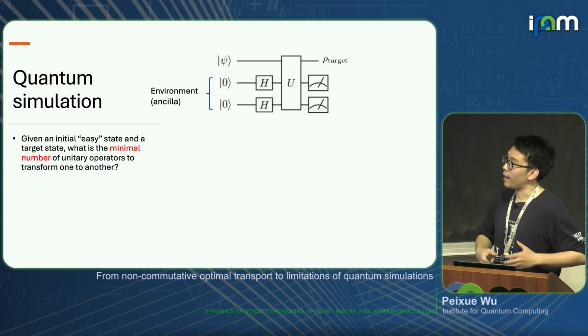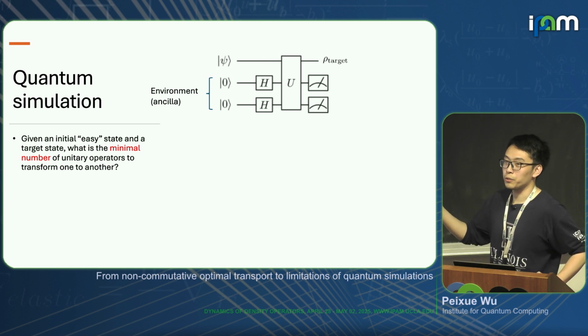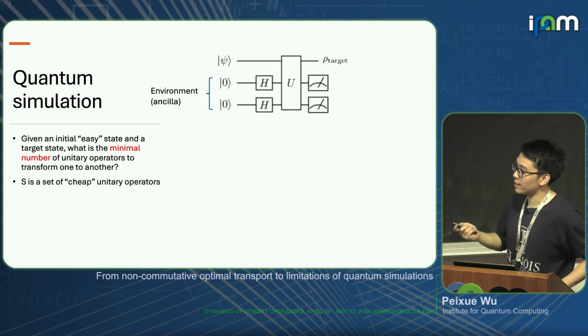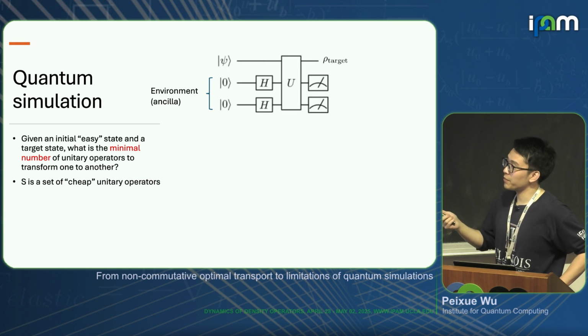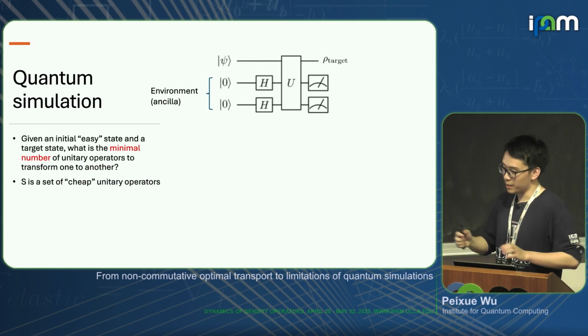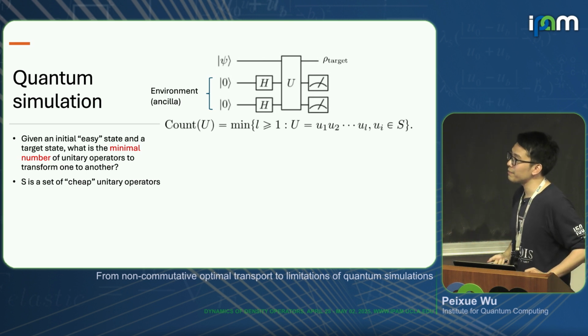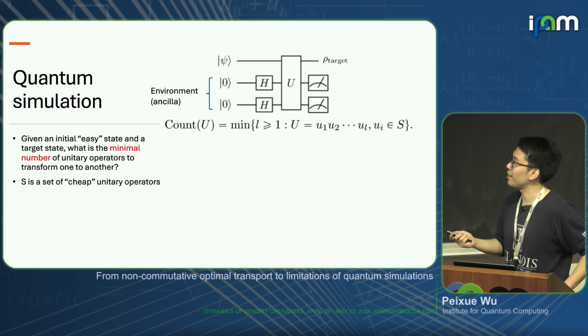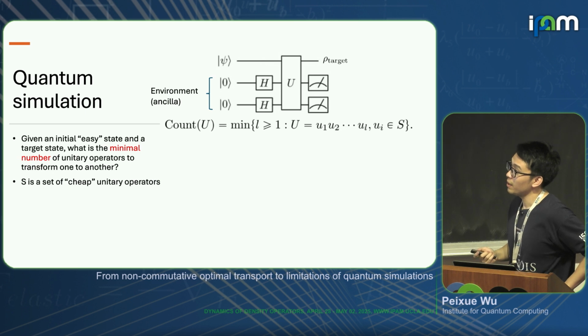That is the environment part of this Stinespring dilation, and you have a large unitary to realize your quantum channel. What you want to do is use a set of cheap unitary operators to simulate that unitary, usually given by a sequence of unitaries, or the product of the unitaries. So this gives you a very natural definition, which we call the count of U, which is the least number L so that U can be represented in the product form. This is the most naive version of this problem.